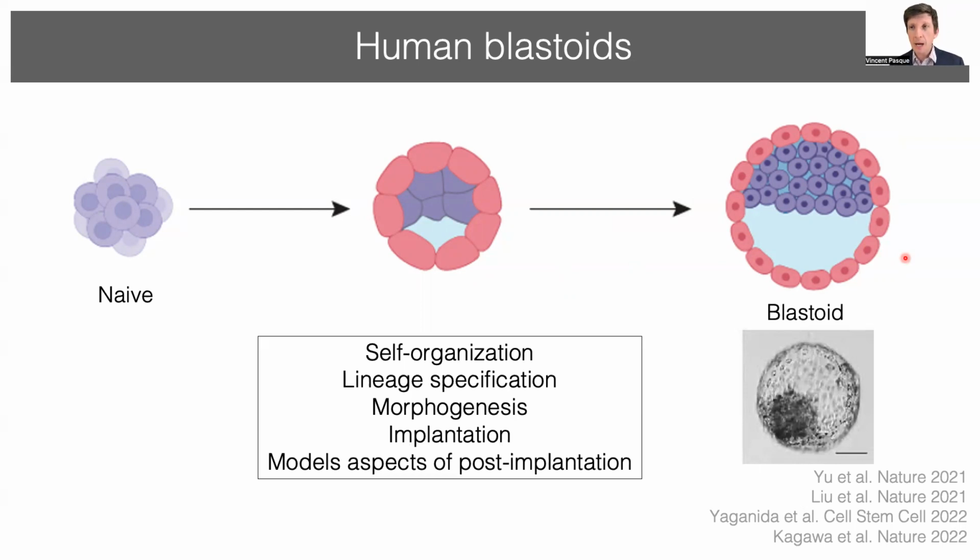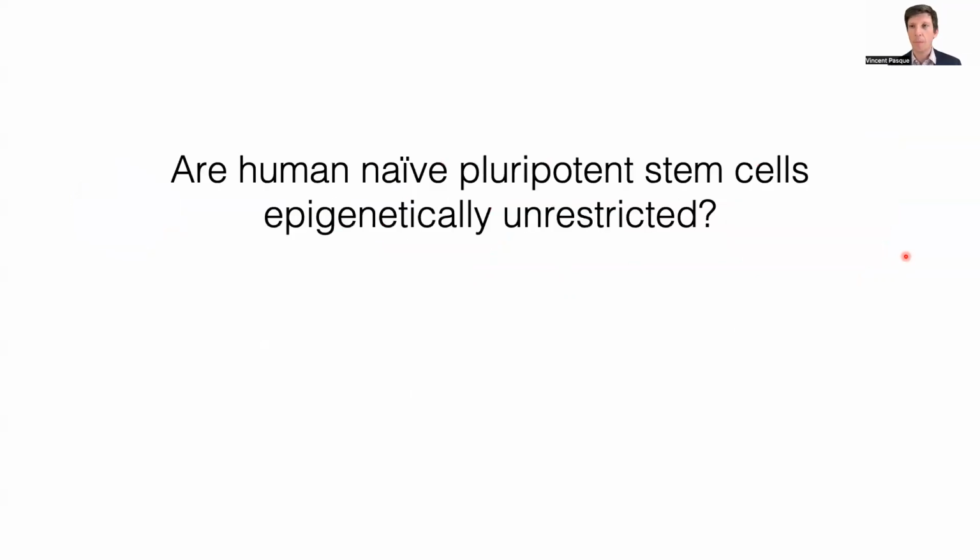But because naive cells basically can give rise to all lineages, they have been proposed to be epigenetically unrestricted, devoid of chromatin barriers that oppose alternative lineage inductions. And so the question that we wanted to address is, are human naive pluripotent stem cells epigenetically unrestricted? And what I'm going to tell you today is that we found that, unlike previously thought, naive human pluripotent stem cells are not epigenetically unrestricted. Instead, they possess chromatin mechanisms that oppose lineage induction towards other lineages.